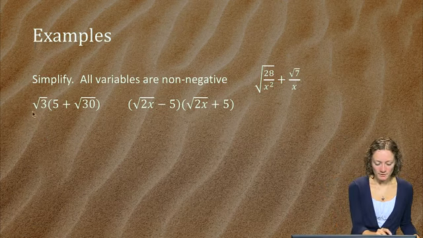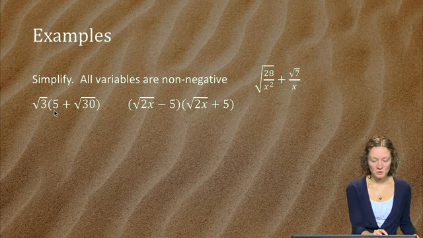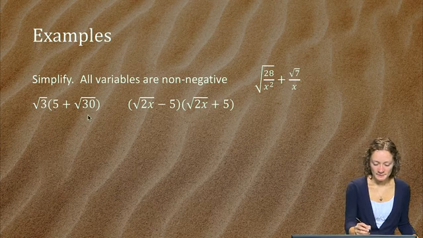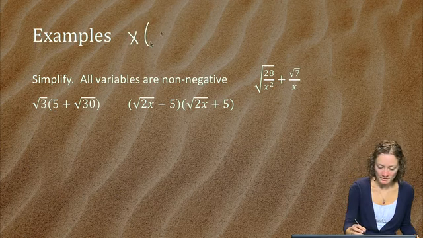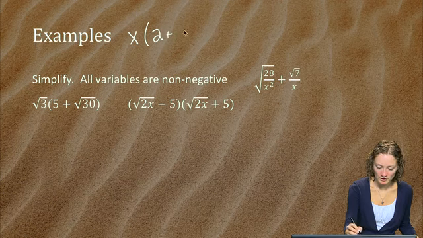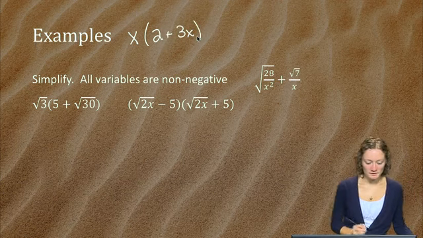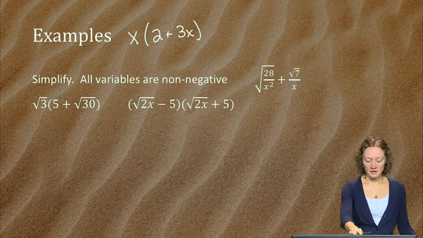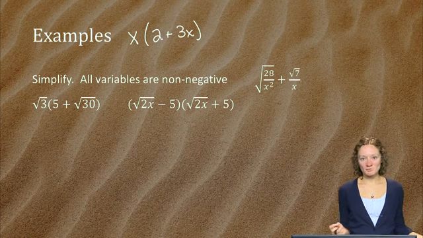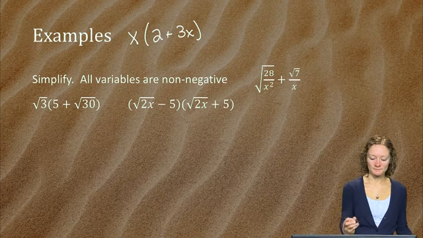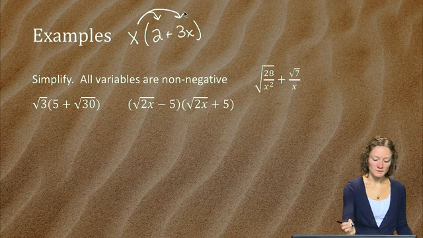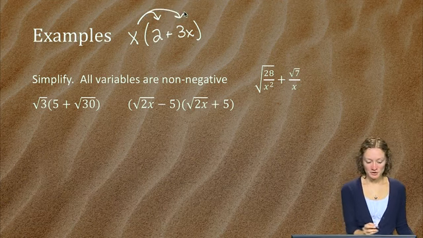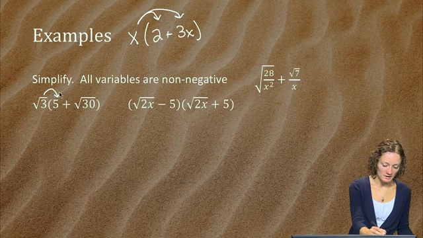So this problem, the first one, square root of 3 times the quantity 5 plus square root of 30, is very similar to a problem like this: x times the quantity 2 plus 3x. We have an x and an x term. They're both kind of radicals. And then the 2. So how would you multiply if this was the given problem? You distribute, right? You distribute the x times the 2, so in this case it'll be the square root of 3 times the 5.